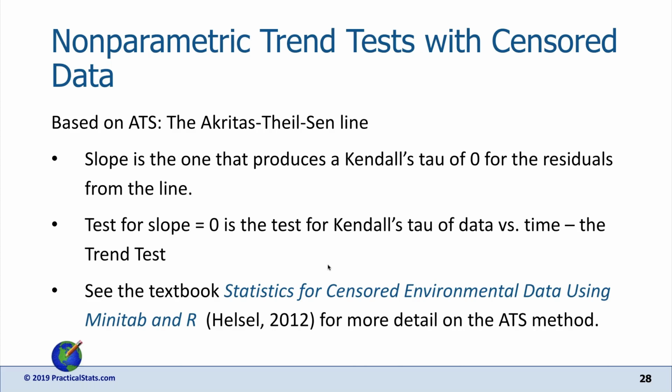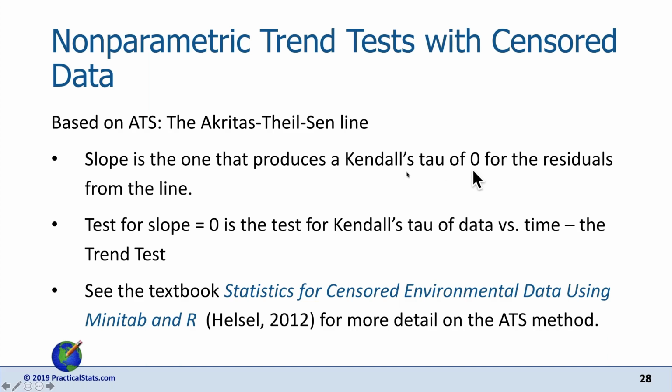All of those were done without substituting any numbers for Nondetects. They just looked at the proportion of data below each detection limit. Now we're moving into the non-parametric, the percentile world, the frequency world with the Akritas-Thiel-Sen line and Kendall's tau correlation. So this line has a slope and an intercept. The slope is the one that if you subtract it off, take its residuals, it would have a Kendall's tau that's as close as any of them to 0.